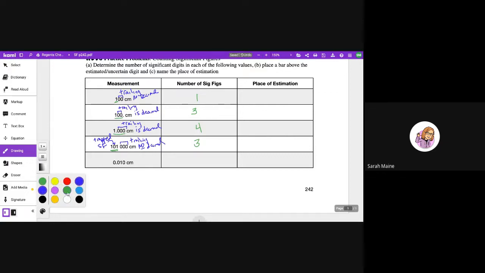Last example here. Okay, so I take a look. Here is my only non-zero digit, and notice there are zeros that come before it. The zeros that come before it are considered leading zeros, so they start the number off. Leading zeros are never significant. So they are not significant.